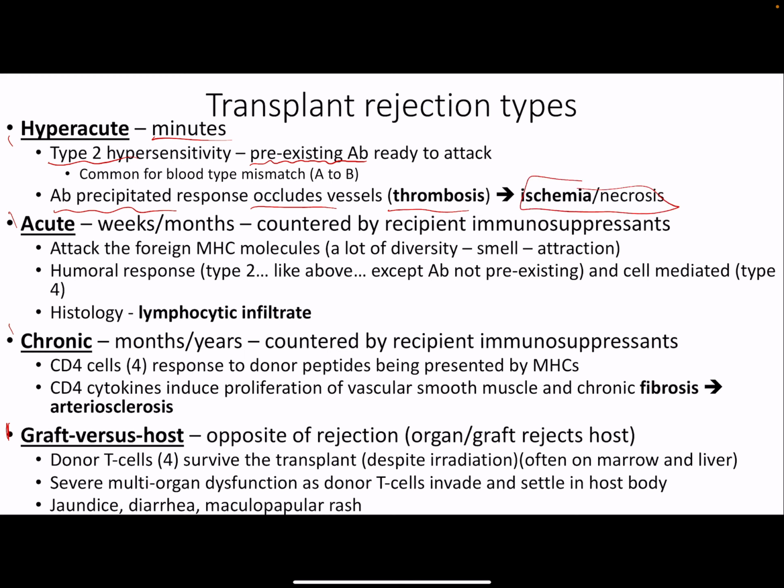But for a lot of these questions, they're going to have you figure out what type of rejection it is based off of the histology. So we're going to look for the thrombosis and the necrosis. For the acute, so this is acute, not hyperacute, so it takes a little bit longer. So it's weeks to months.